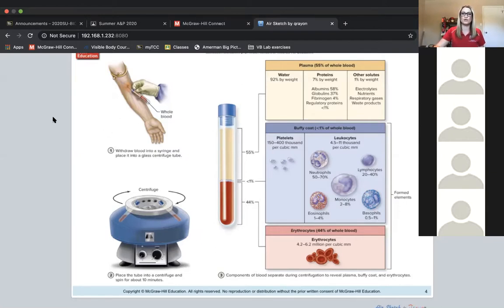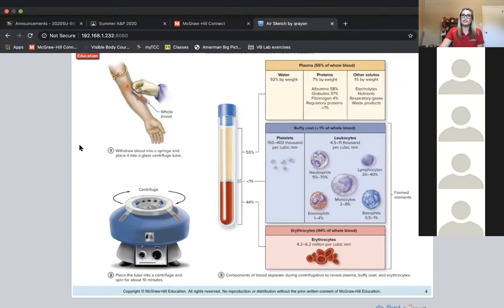And this is what the whole blood would look like after you spin it, after you centrifuge it. The most of the whole blood is what? It's plasma, right? So you can see that 55% of blood is plasma. The erythrocytes, or the red blood cells, are a little less than half, about 44% or so. And then the middle layer, about 1% or less sometimes, is going to be the buffy coat. Buffy coat is where you find the leukocytes and your platelets.